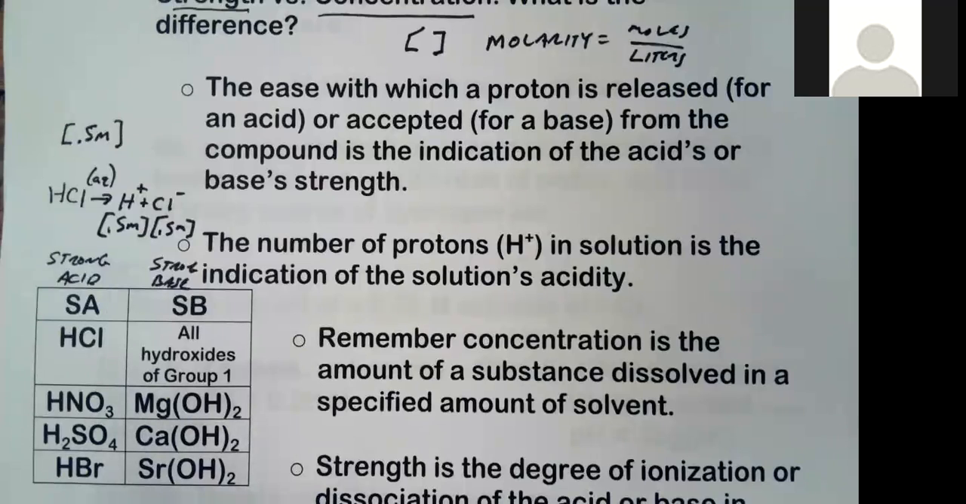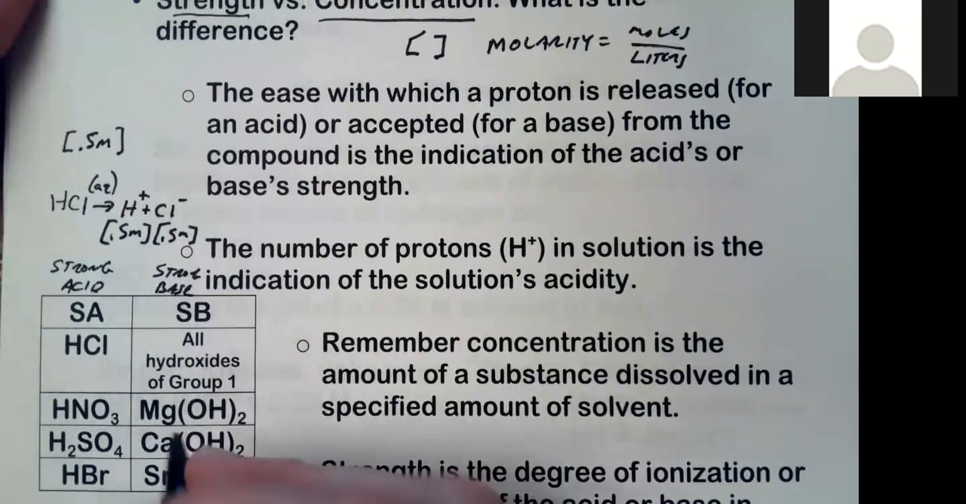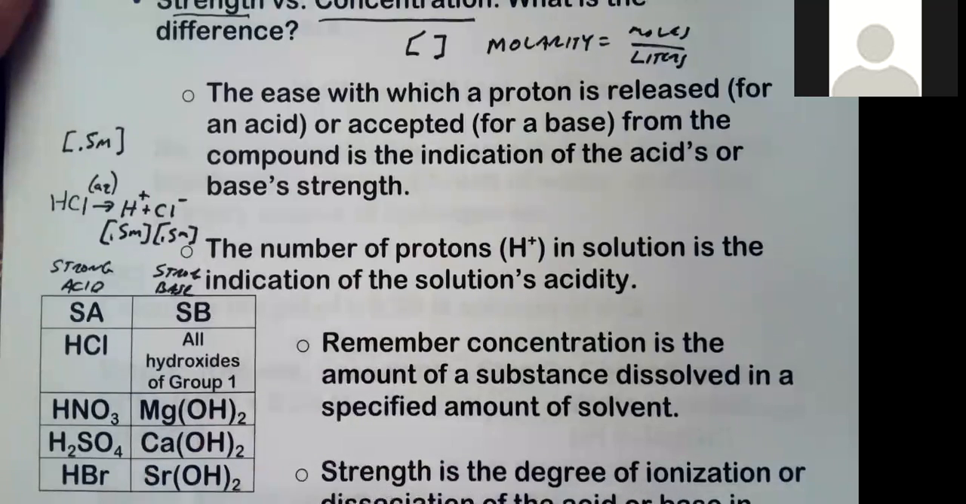Now, the only tricky part here is if we talk about a strong base. So the strong acids that we'll worry about, and there are a couple others, but just for the sake of time, these will be the four that we focus on. So if we ever see HCl, nitric acid, sulfuric acid, or hydrobromic acid, you're always going to know that they break completely apart. Strong bases are all the hydroxides of group 1. So you'd have to look at the periodic table and figure out who group 1 is. It's everybody except for hydrogen. And then these guys. All right, so these are the strong bases.